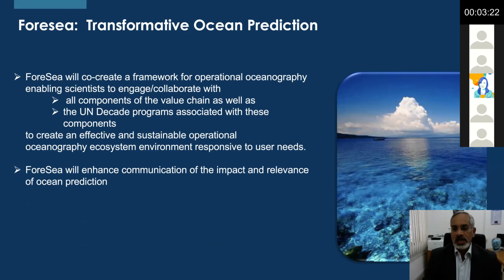What is envisioned? It's envisioned that ForeSea would transform the ocean prediction so as to penetrate the layers that have not been accessed until now. Towards this, ForeSea will co-create a framework for operational oceanography, enabling scientists to engage and collaborate with all components of the value chain, as well as the UN decade programs associated with these components. This would enable the creation of an effective and sustainable operational oceanography ecosystem environment, which is responsive to user needs. More importantly, ForeSea will enhance communication of the impact and relevance of ocean prediction.